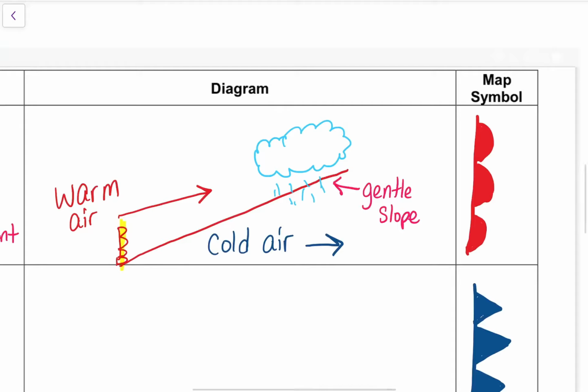And don't forget your map symbol for a warm front is a line, a red line usually, with little red semicircles. They kind of look like little mini suns that tell us the direction that the front is moving.